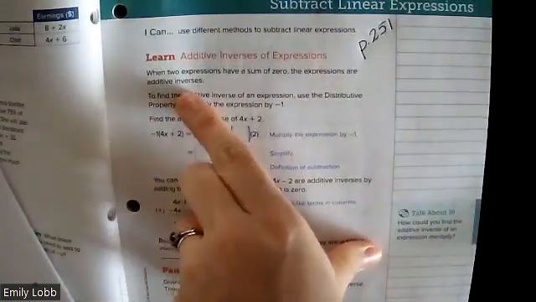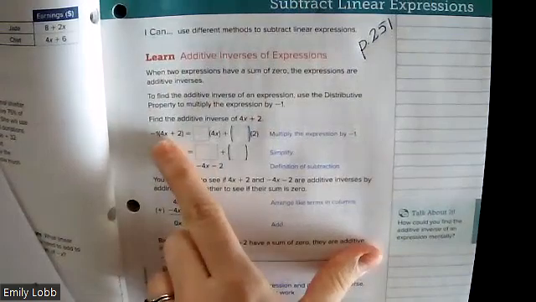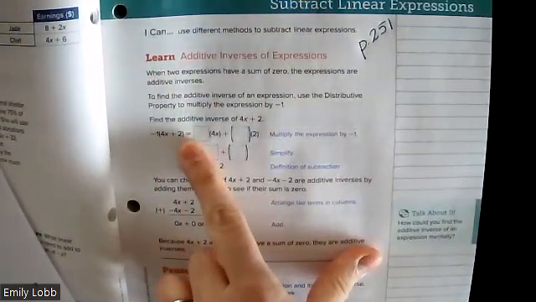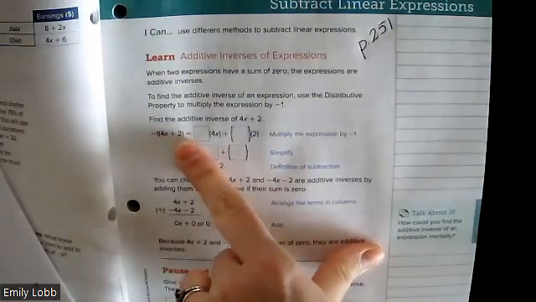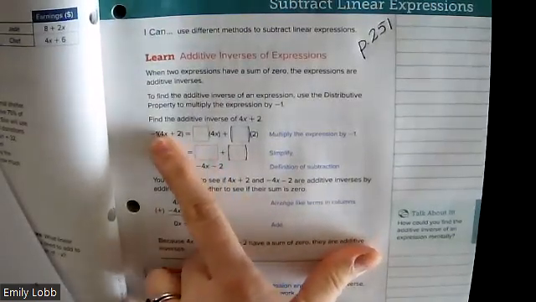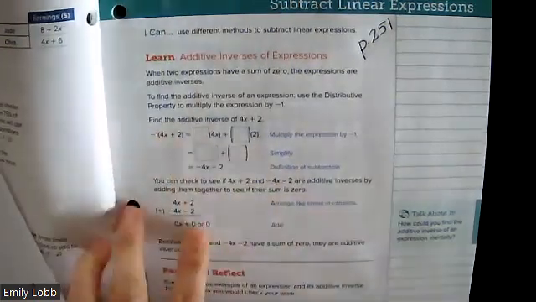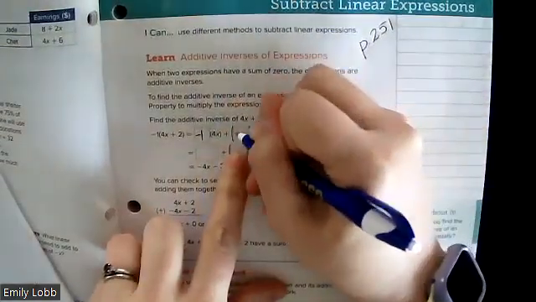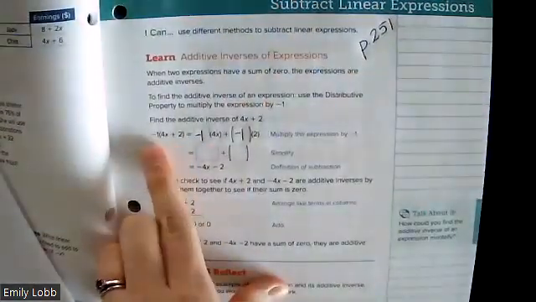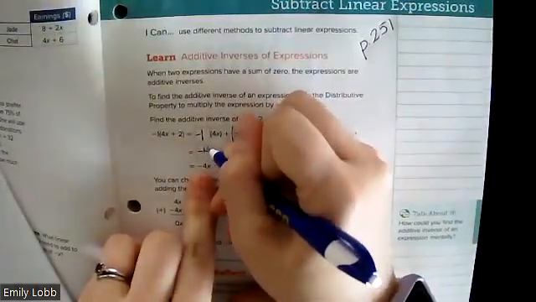When we're subtracting something, we have to distribute a negative through here. So if we're subtracting this, we would say -1 times 4x and -1 times 2. So -1 times 4x is -4x.